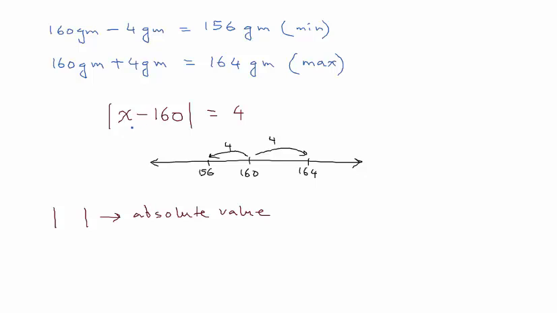And what this really means is pretty easy to understand. It means that x is a number that's 4 units away from 160 on the number line. So we have 160, x is a number that's 4 units away. It can either be less or be more. So we have 2 values for x, 156 and 164.